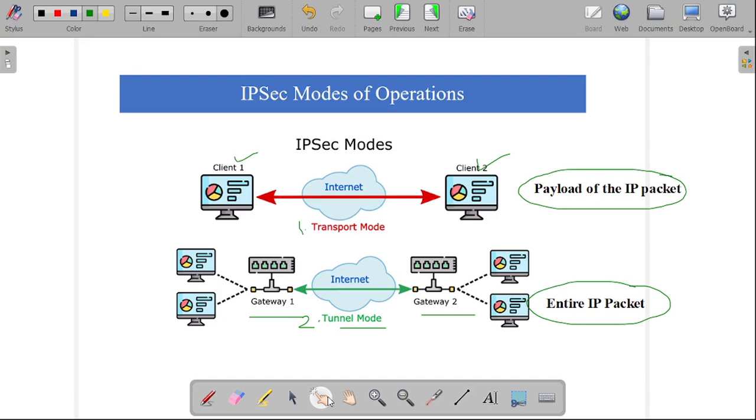In this video, we have learned the concept of IP security modes. In the next video, we will learn what are the two types of IP security protocols and how transport mode and tunnel mode work in the authentication header and ESP protocol.